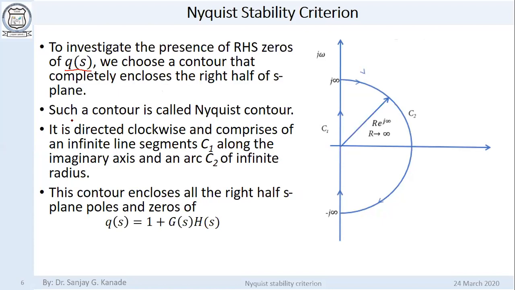As I said, this contour is enclosing the complete right hand side of the S plane. Now what we are trying to investigate is if this contour encloses any of the right half of S plane poles and zeros of QS. This QS is 1 plus GSHS. So we are going to see whether any of the poles and zeros of this QS are enclosed by this contour.